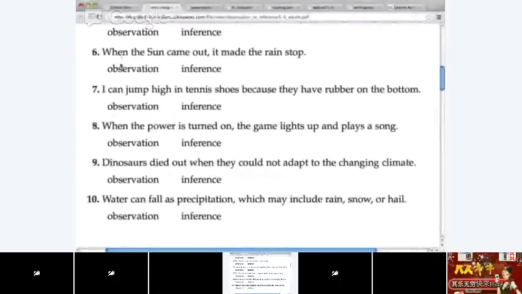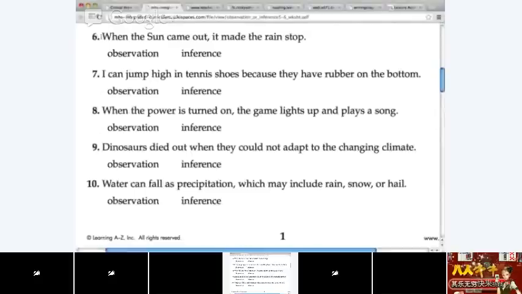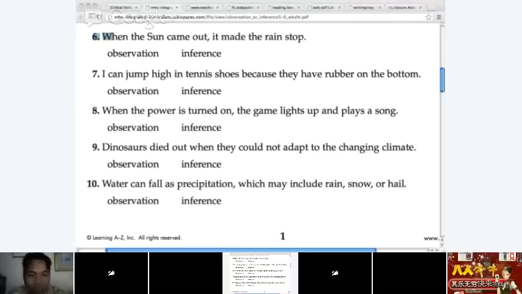All right, let's go to number six. Who wants to read number six for me? Go ahead. When the sun came out, it made the rain stop. Hold on, Shengli. I think Joseph wanted to go, or was it Am? Yeah, I am. When the sun coming out, it made the rain stop.